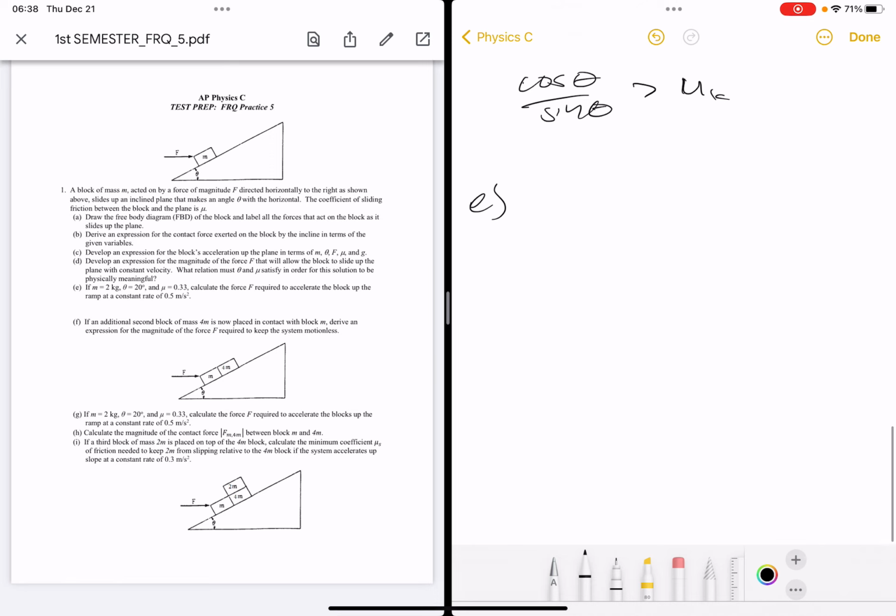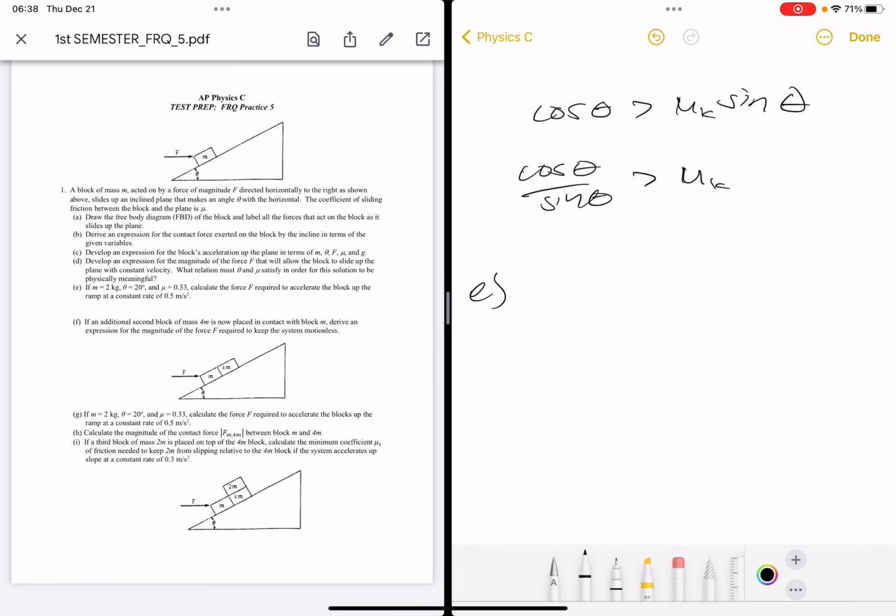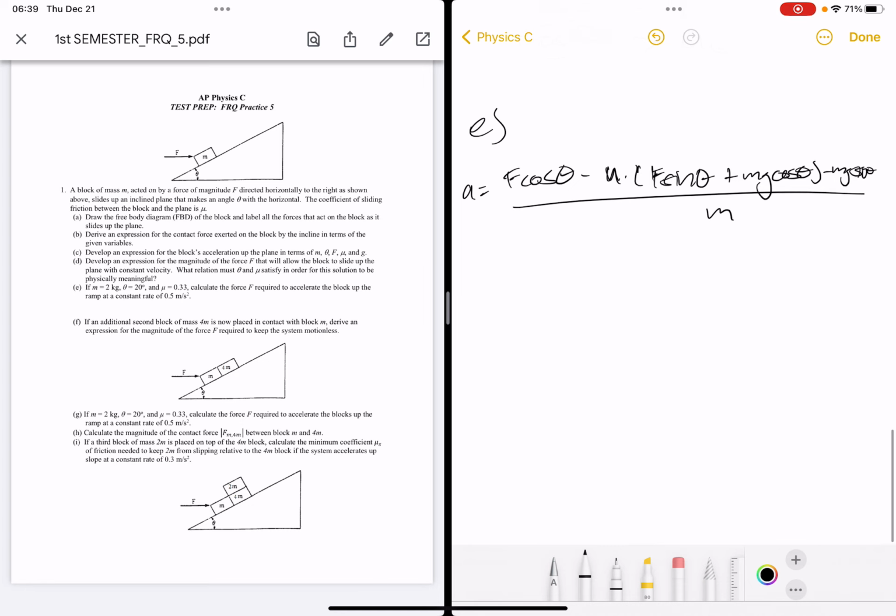E. This one I'm gonna use the acceleration we found earlier again. So F cosine theta minus mu of F, I didn't say it's k actually, so I'm just gonna put mu, F sine theta plus mg cosine theta minus mg sine theta all over m. I'll plug everything in. So F cosine 20 minus mu, not mu anymore.